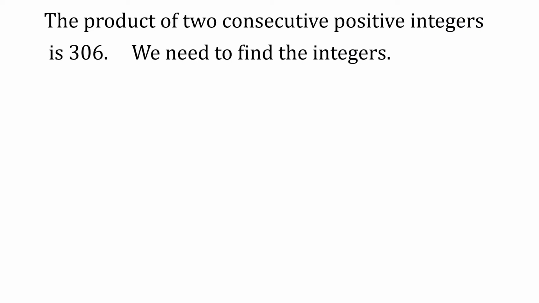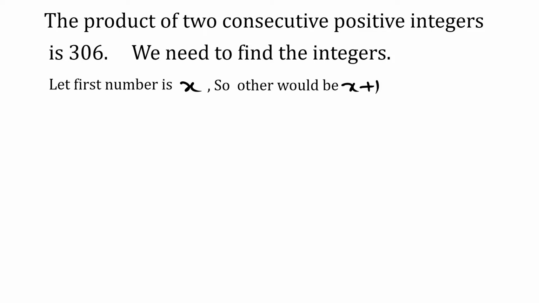In this question it is given that the product of two consecutive positive integers is 306. We need to find the integers. Here we are given two things. First is the product of two integers, and secondly those integers are positive. So let the smaller of the positive integers, or the first number, be x. The other would be x + 1, because they are consecutive integers and consecutive integers differ by 1. Now taking their product, x times (x + 1), that is given to be 306.